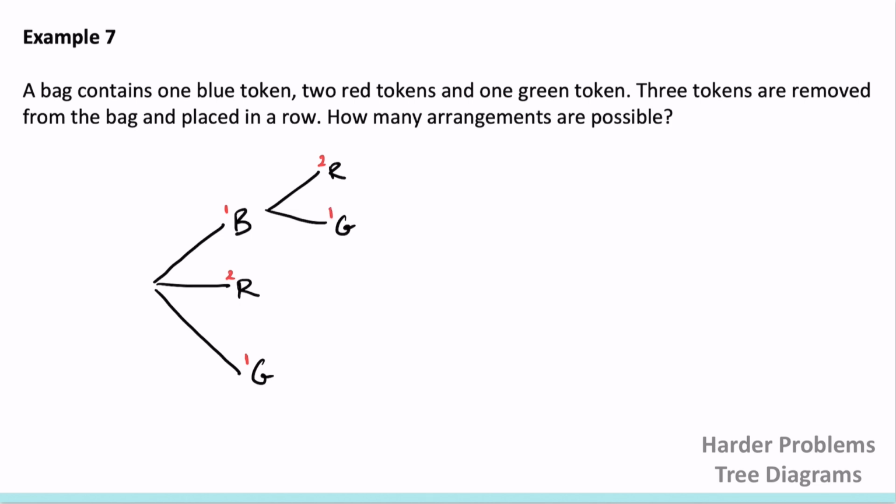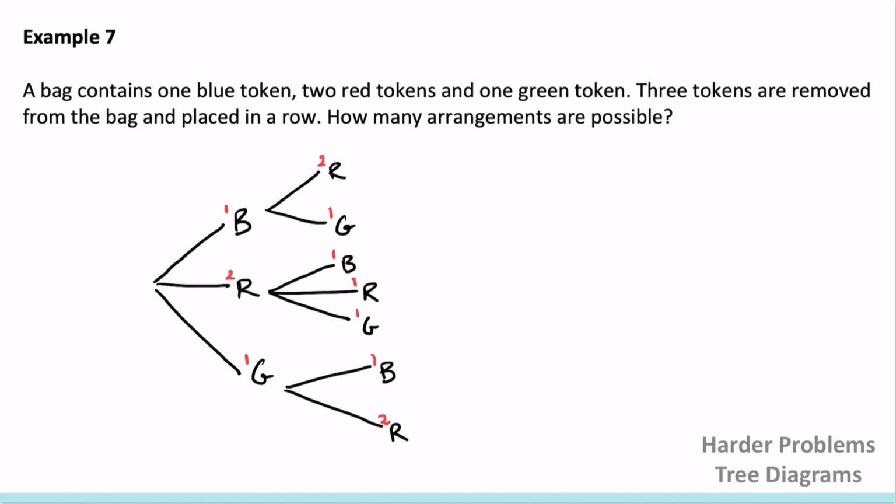The second one, if I remove a red token, well, I'll still have my 1 blue token left. I will only have 1 more red token left, and then I've also got 1 green token. And then the same thing with the green, because I only had 1 green token, which means I've either got a blue or red left. So blue is 1, and red is 2.